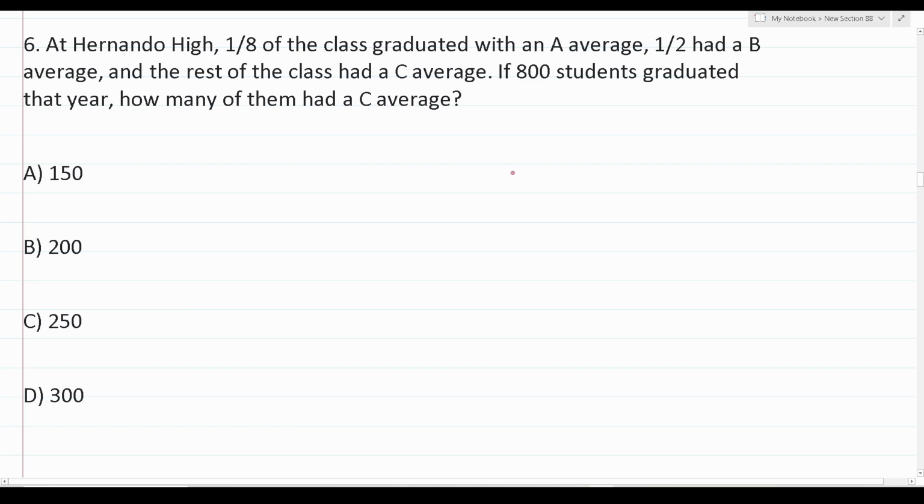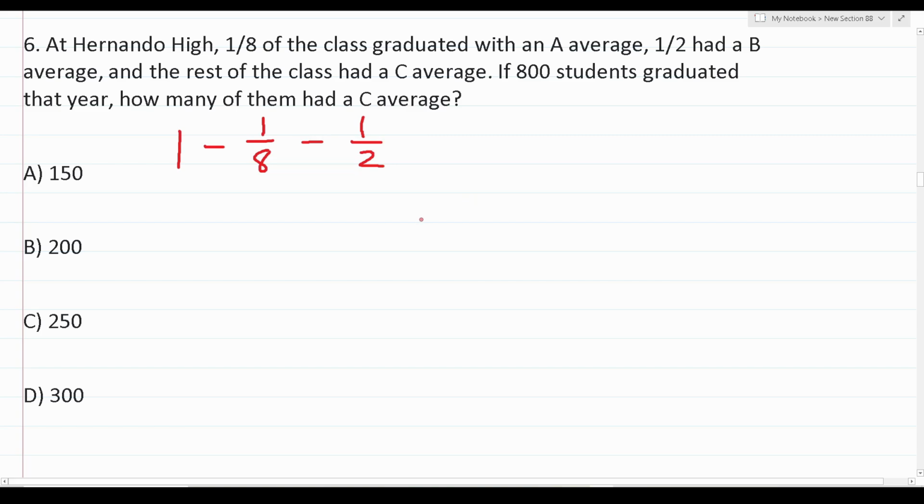All right, so this problem is regarding fractions. And it's difficult because we're told 1/8 of the class had an A average, 1/2 had a B average, and the rest had a C average. We're not given the fraction of the class that had a C average. So that's the first thing we have to figure out. So I'm going to let this 1 represent the students graduating. And to find how many had a C average, we're going to subtract away the 1/8 who had an A average, as well as the 1/2 who had a B average. And by doing that, this will tell us what fraction of the class had a C average.